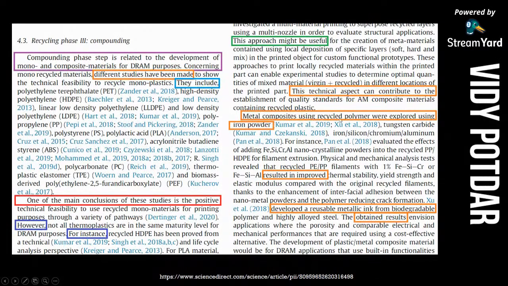Metal composites using recycled were explored using something. Resulted in improved of whatever. Developed something. Obtained results for something. One of the main conclusions was something.